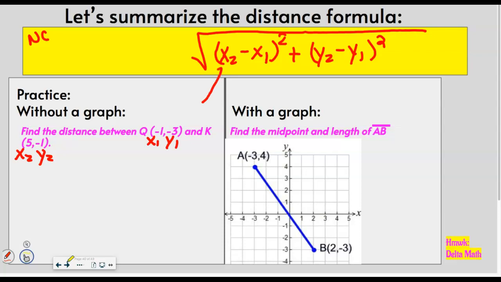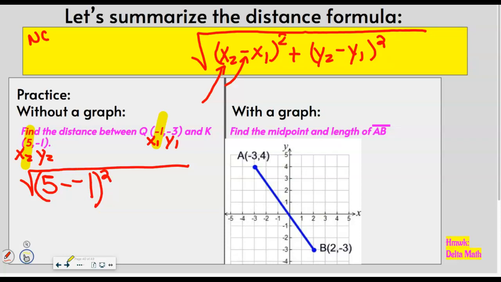It says the second x. The second x is 5. So all in the oven, in one bowl I have a 5. I'm supposed to subtract, so I'll subtract the first x, which is -1. I'm supposed to square that. Then I'm supposed to do y2, which is -1. So it's right here. I'm supposed to subtract y1, which is -3. I'm supposed to square it.